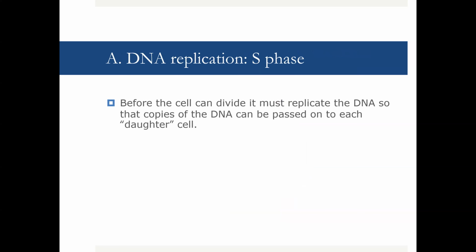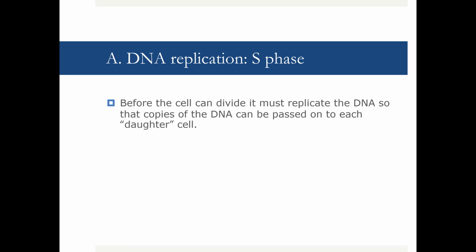DNA replication during the S phase. Before the cell can divide, it must replicate the DNA. Copies of the DNA must be passed on to each daughter cell. We have 46 chromosomes, 23 pairs. We have 22 homologous pairs, which means they're the same. We have two number 1 chromosomes, 2 number 2 chromosomes, 2 number 3 chromosomes, 2 number 4 chromosomes, down to chromosome number 22. The 23rd pair is the sex chromosomes, and if we're female, it will have 2 X's. If we're male, it will have an X and a Y.